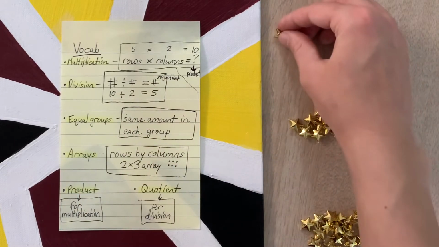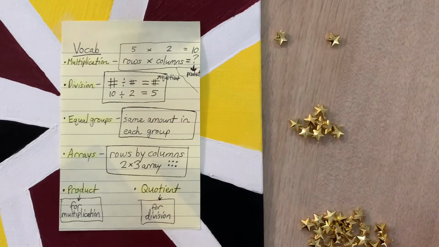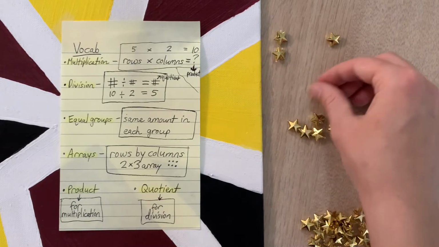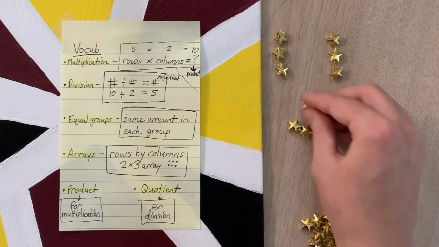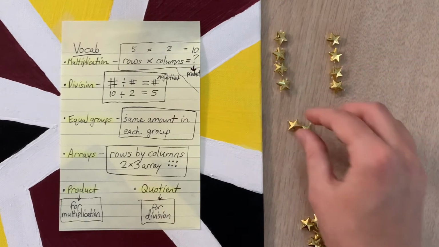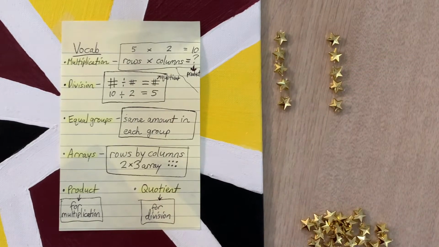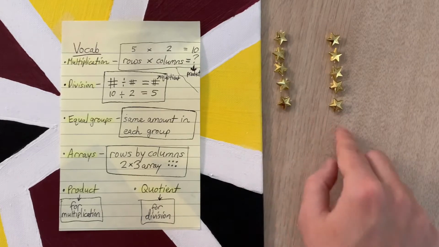So if I put 1 star in one group, I have to put 1 star in the second group. I'm going to put a second star in both groups, a third star in both groups, a fourth star in both groups, and a fifth star in both groups. Notice that these are equal groups, which we'll get to in a second. So I have 10 stars, and I divided them into 2 groups, 1 and 2.